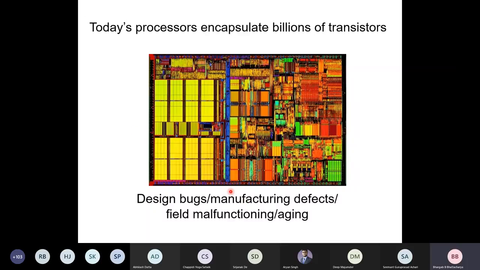Okay, your design may be wrong. There may be manufacturing defects. There may be field malfunctioning, right? The transistors, because of aging, may malfunction. So notice that there are billions of transistors. Even if a single transistor becomes dysfunctional, the whole chip might be in jeopardy, isn't it so?